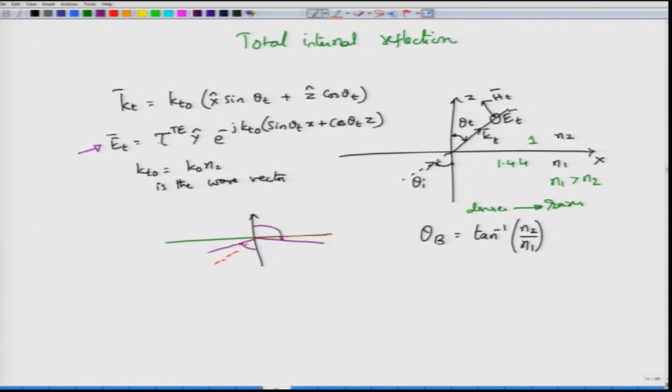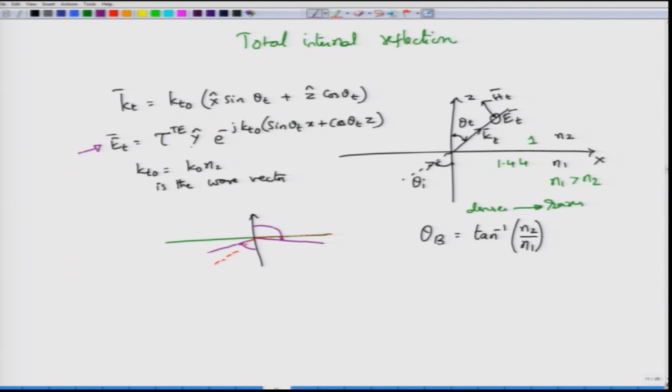Since this is a transverse electric case, I have used the transmission coefficient for the transverse electric case. So, the expression for the electric field vector, which would be oriented along the y axis, will be given by tau TE, which is the transmission coefficient, times y hat. And I am assuming that the amplitude of the incident wave is equal to 1. Otherwise, I should write down this incident amplitude as well, which I do not want to write.